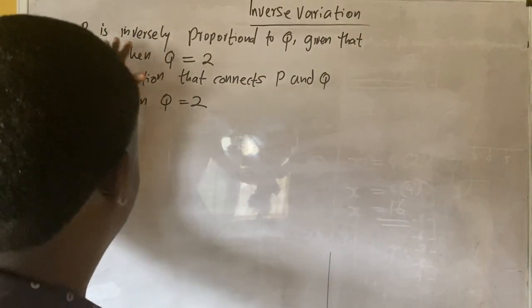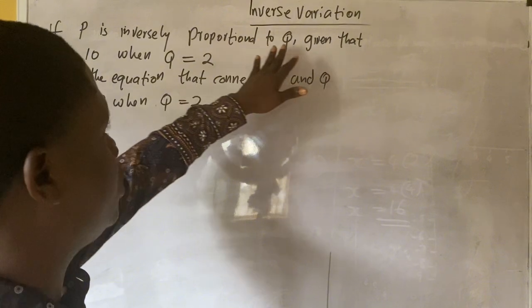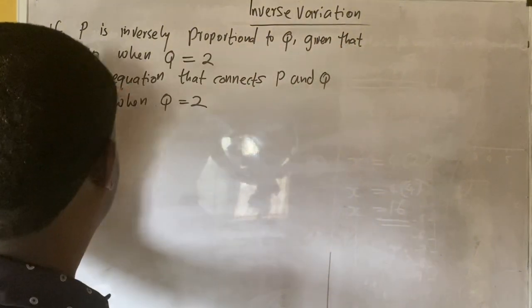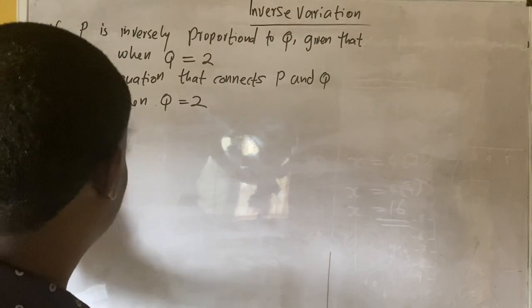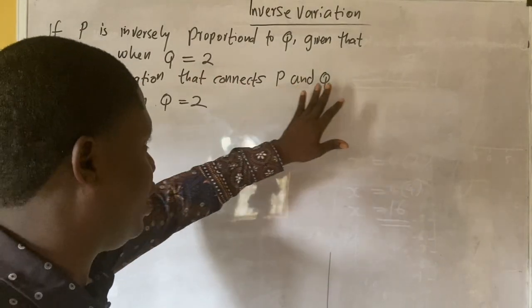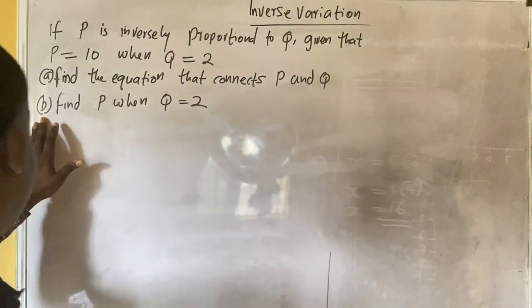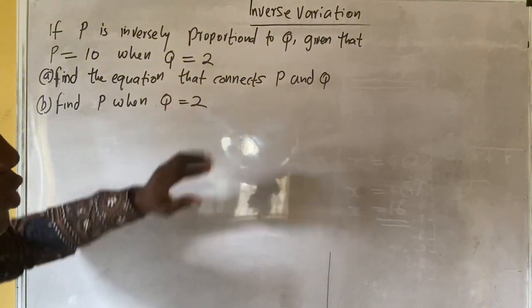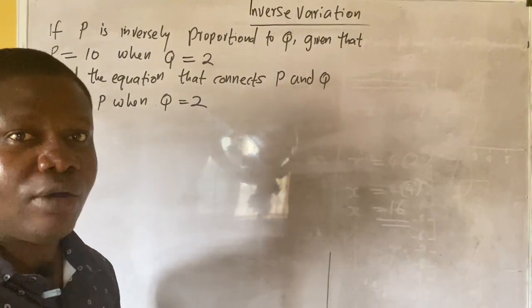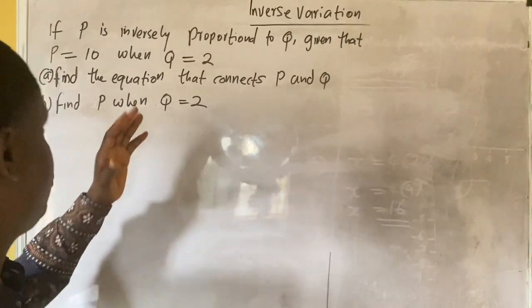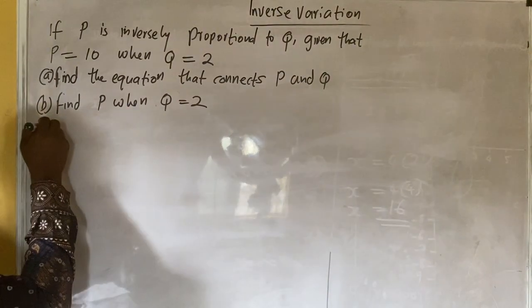The question says, if P is inversely proportional to Q, given that P is equal to 10 when Q is equal to 2, A, find the equation that connects P and Q. B, find P when Q is equal to 2. This is a common exam question, okay? So let's look at the question. So we have the solution.